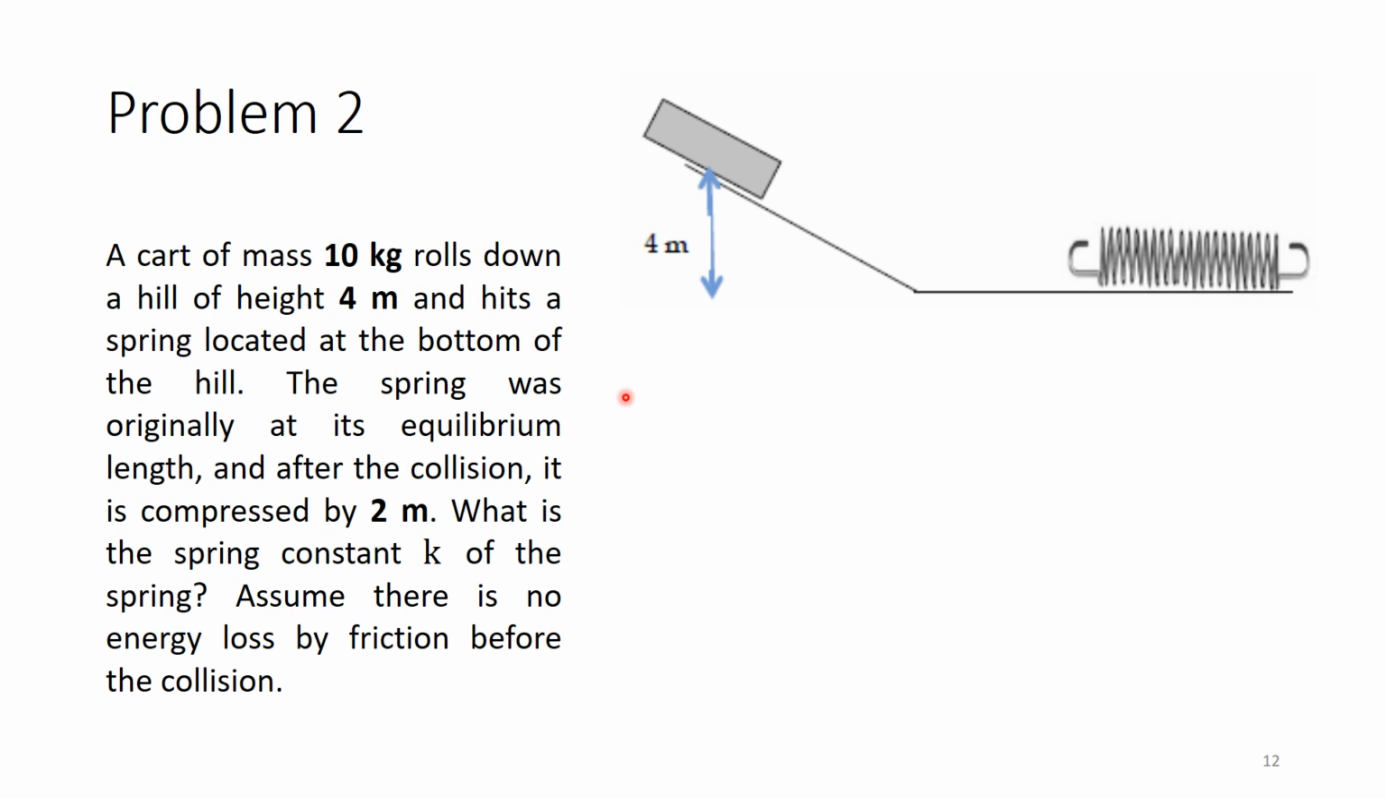Okay, next problem. We have this block located 4 meters above ground level. It has a mass of 10 kilograms. It rolls down this hill, then it just travels on the horizontal surface, then hits a spring. Okay, and the spring becomes compressed. It's compressed by 2 meters. Okay, so based on this information, we are trying to figure out the spring constant k of the spring, and let's assume there is no friction anywhere.